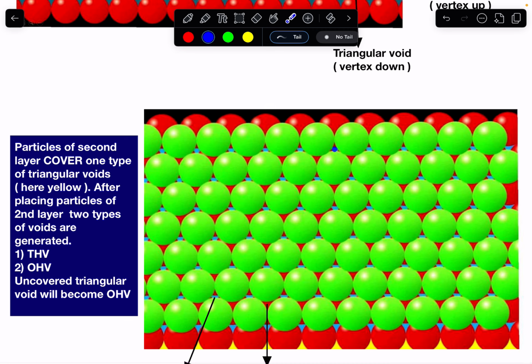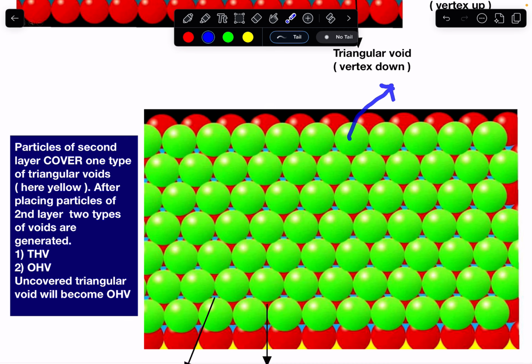You can see this void is surrounded by six particles. The six particles are 1, 2, 3, 4, 5 and 6. So three particles of a first layer, three particles of a second layer. Totally this void is surrounded by six particles, and this void is an octahedral void. And a new void is generated. That new void can be seen, that is red in color. So here this is tetrahedral void and this is octahedral void.